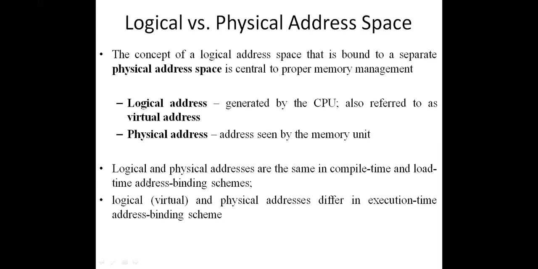Logical and physical addresses are the same at the time of compiling and loading. Logical and physical addresses differ at the time of execution. You don't need to understand everything right now. You need to know only one thing: there are two types of addresses, the first one is a logical address and the second one is a physical address. The physical address is the actual address, and the logical address is generated by the CPU.